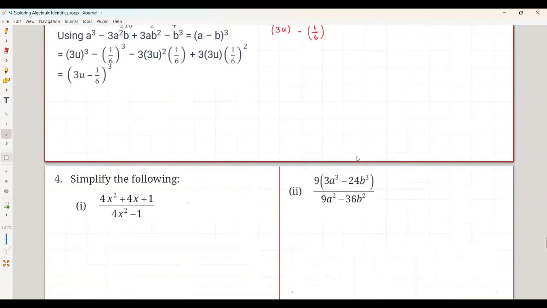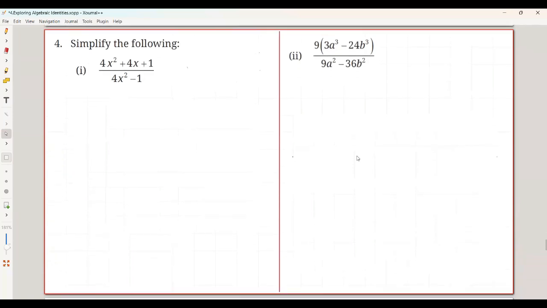So next we are moving into the fourth question: simplify. Simplification means for the numerator we have to do the factorization, and for the denominator also we have to find the factors. If anything is a common factor, we can cancel.